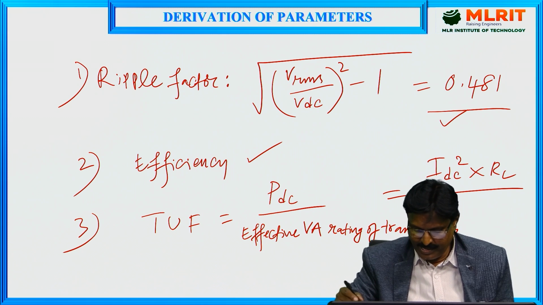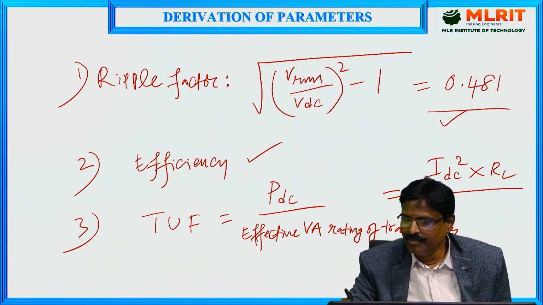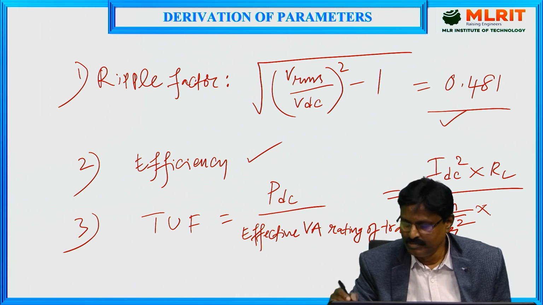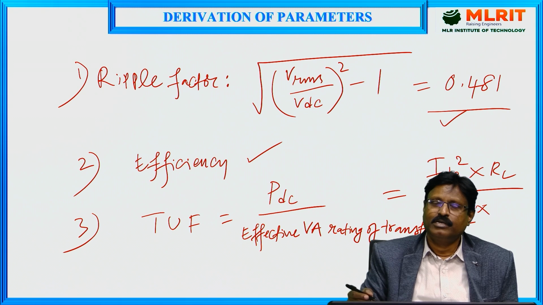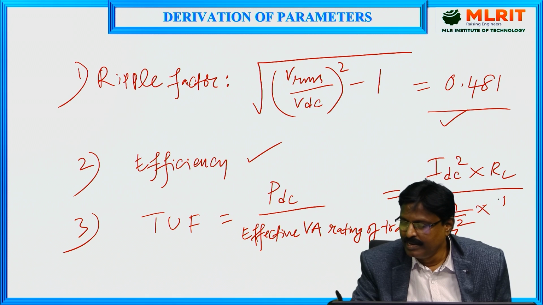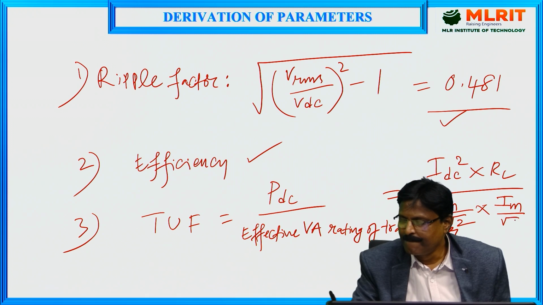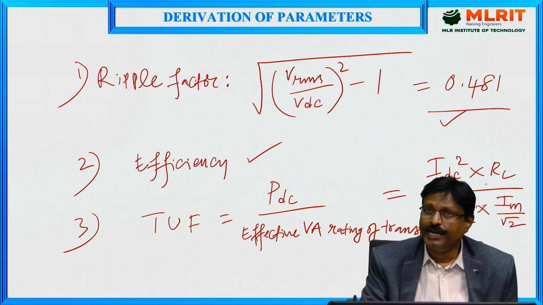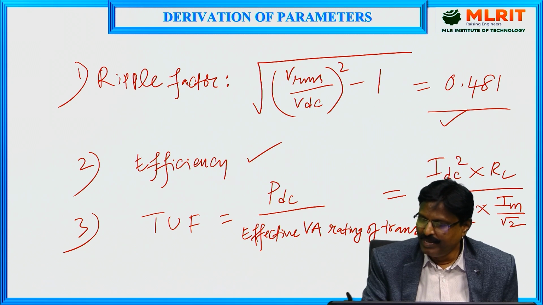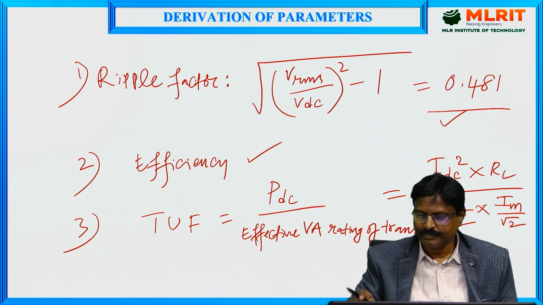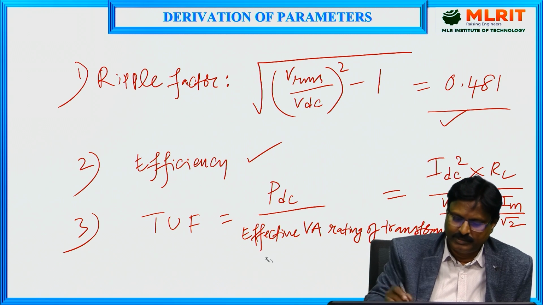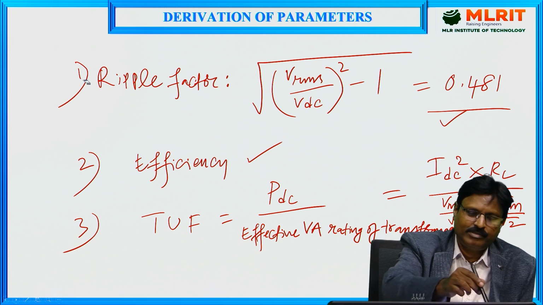So this can be written as, so Vm by root 2, that is the rating of the secondary of the transformer, into what is the RMS value, current RMS value of full wave rectifier. The value will be Im by root 2. Okay. So IDC square into RL by Vm by root 2 into Im by root 2. So if you substitute the values here, so here I am erasing this one.